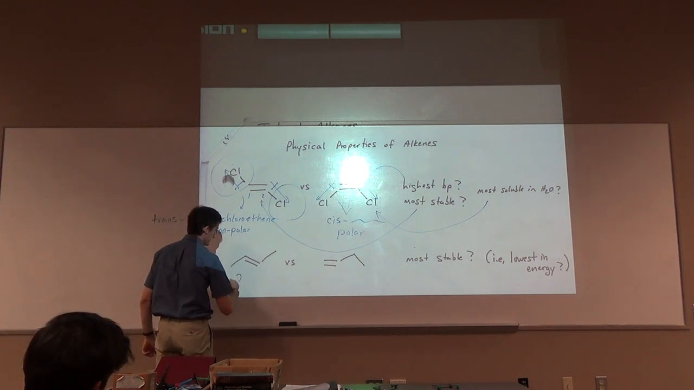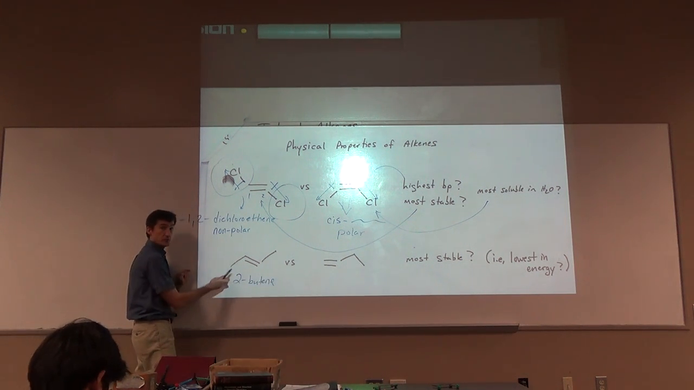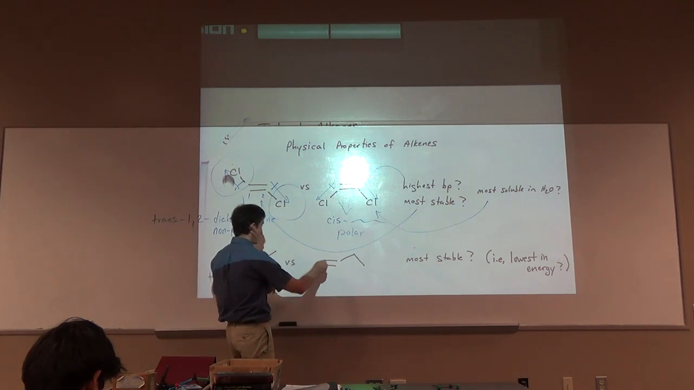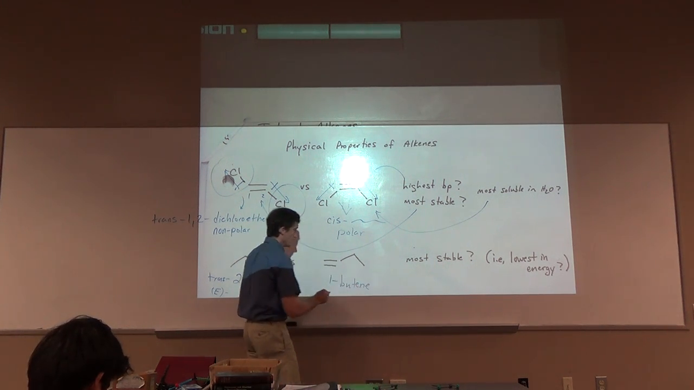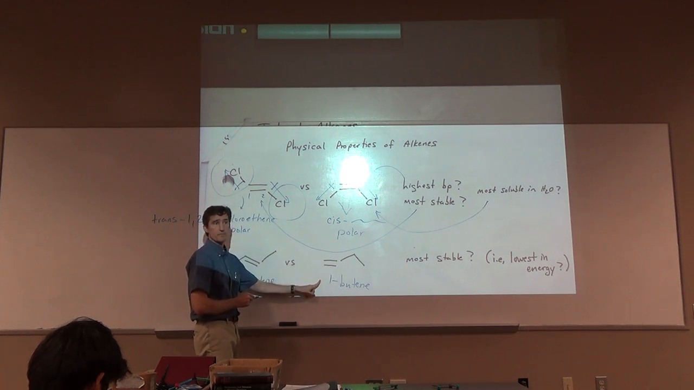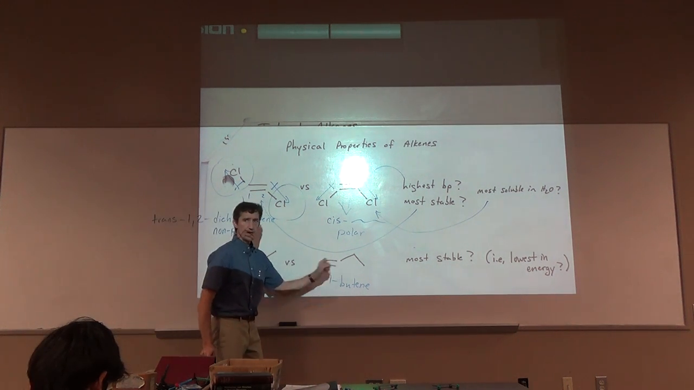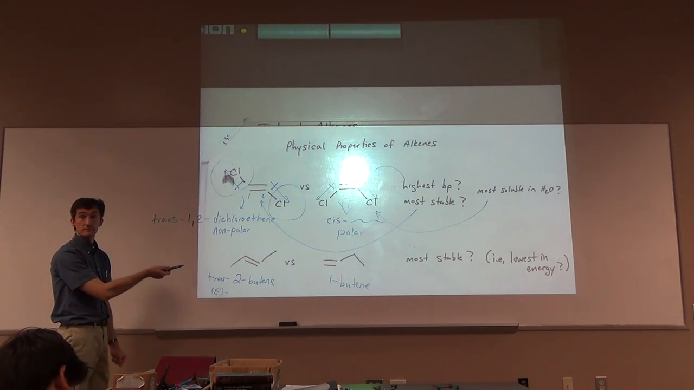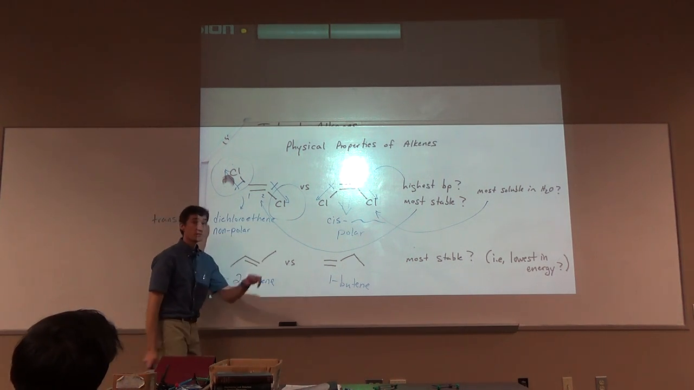What's the name of this one? 2-butene? Now we need something else because 2-butene has a stereoisomer. What do you want to put? Trans, or you could put E. That'll work also, right? Is this also 2-butene? No. What is this? 1-butene. Do you need a descriptor in front of this? No, there's no stereoisomer of 1-butene. This alkene is stereogenic, this alkene is not. Do they have the same name? No. Then they're not stereoisomers. Stereoisomers have the same name. These are constitutional isomers.